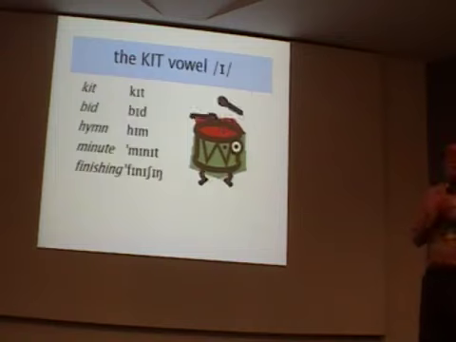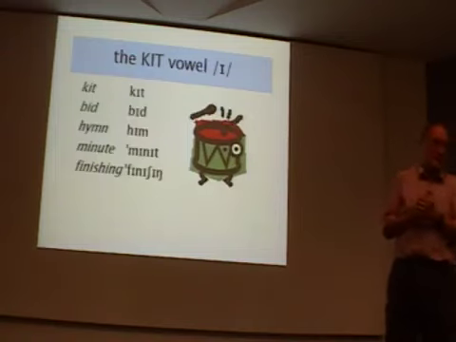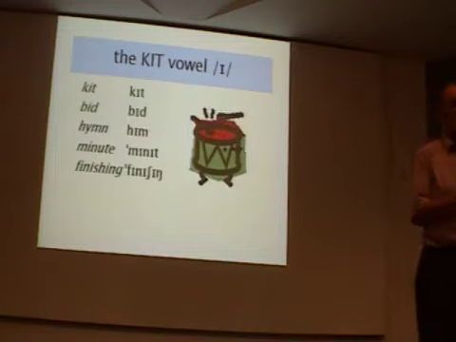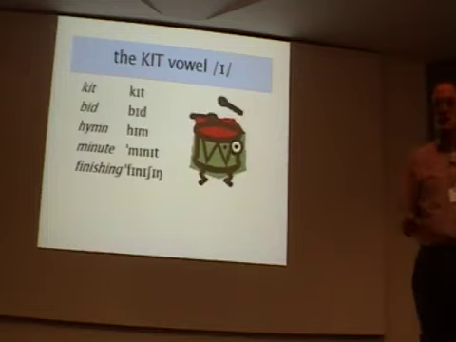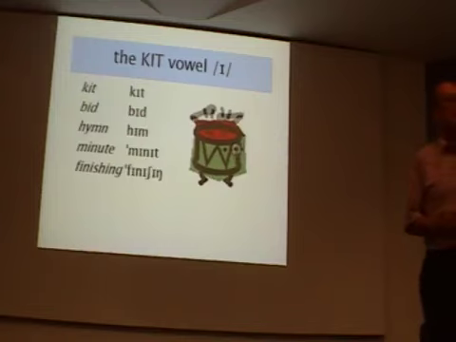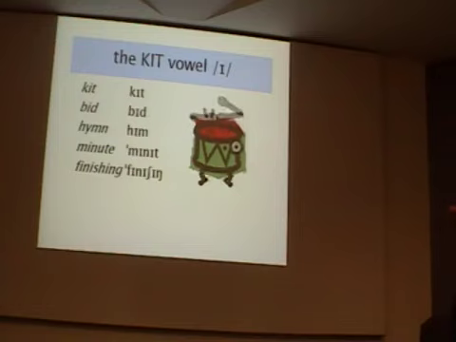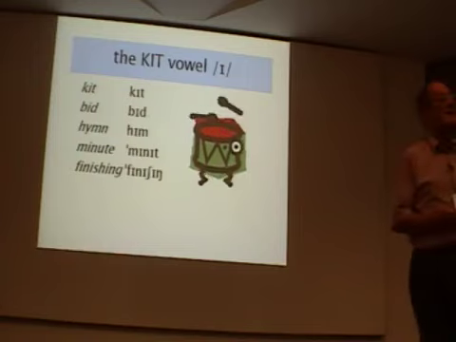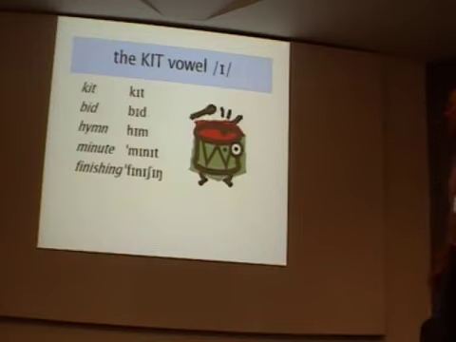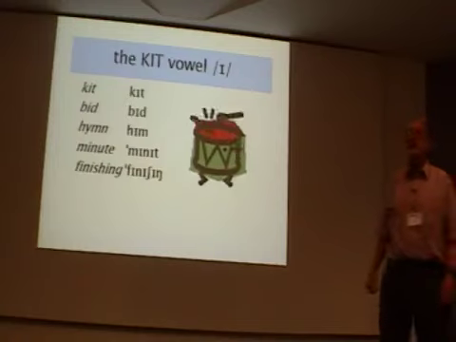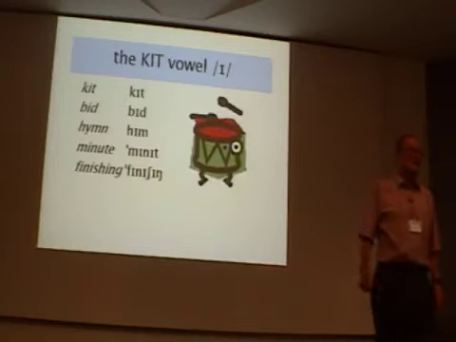So now what we can do is go through them individually. These are the vowels that can occur in stressed syllables. We look at unstressed syllables in a minute. And in stressed syllables, forgive the animation, it came with a gift. That's a drum kit. Kit. Other words with I: bid, him, minute, finishing.